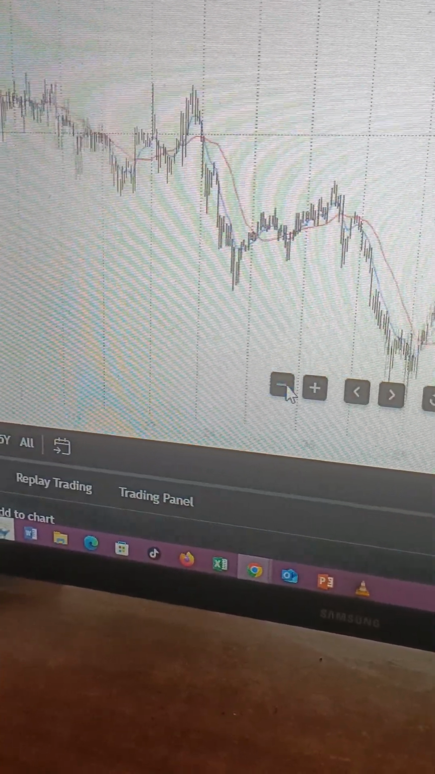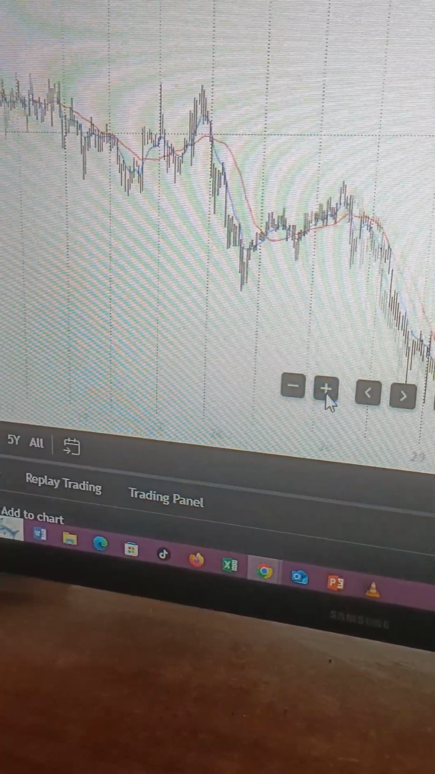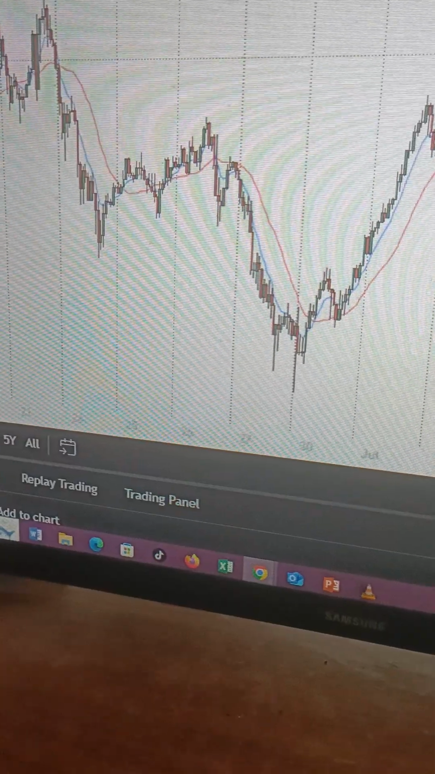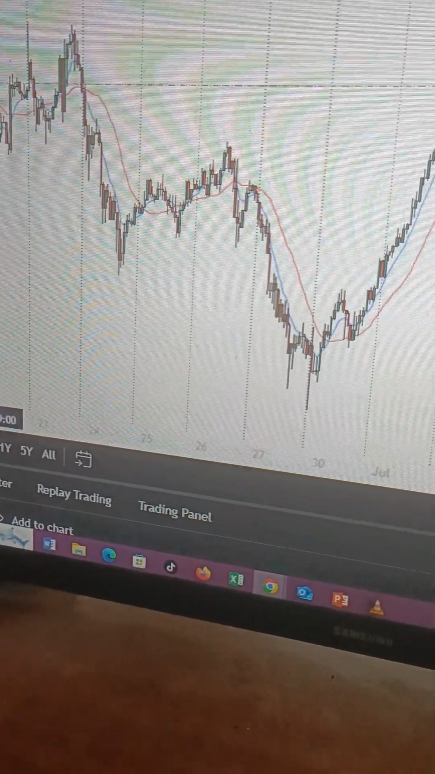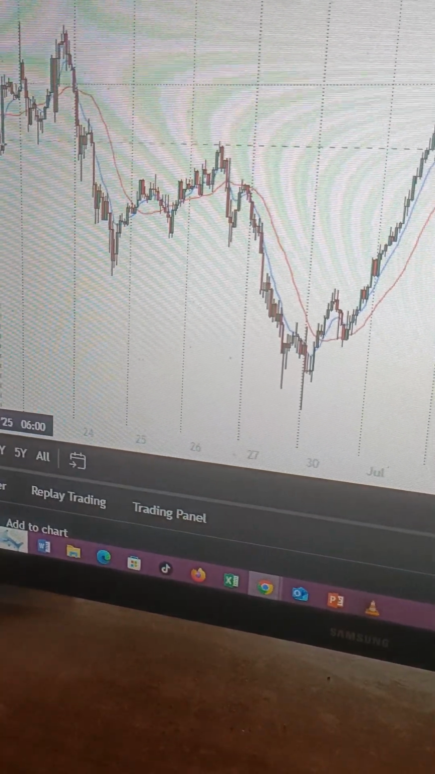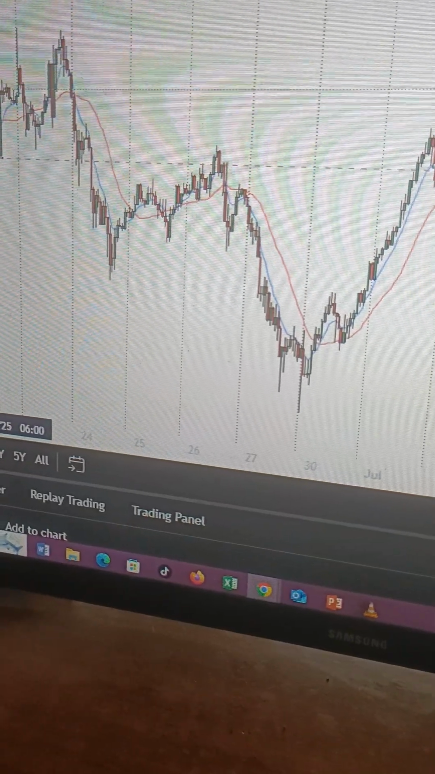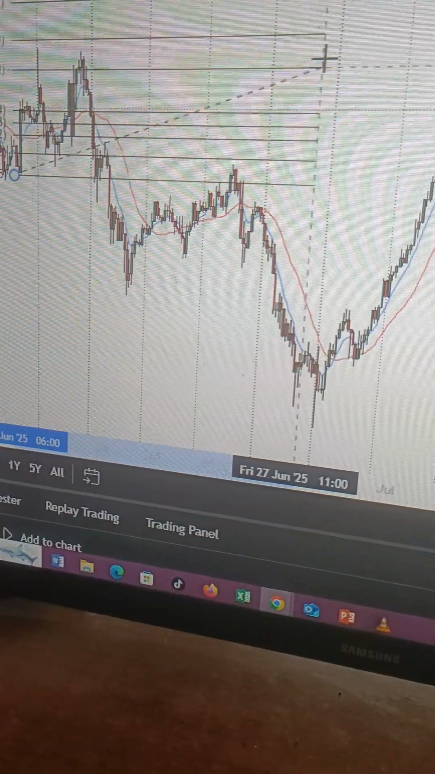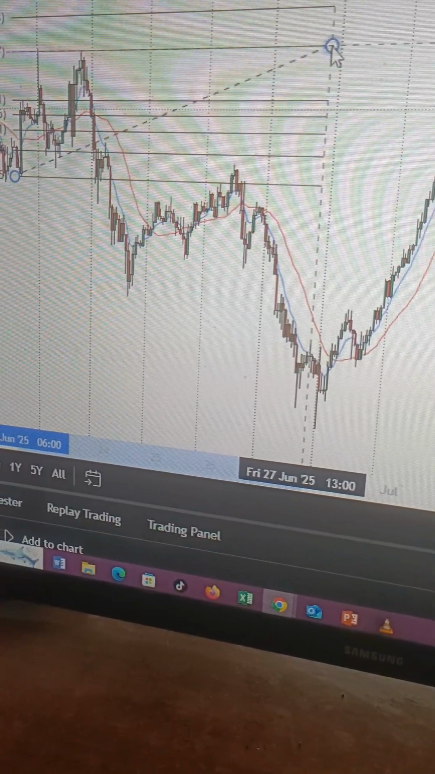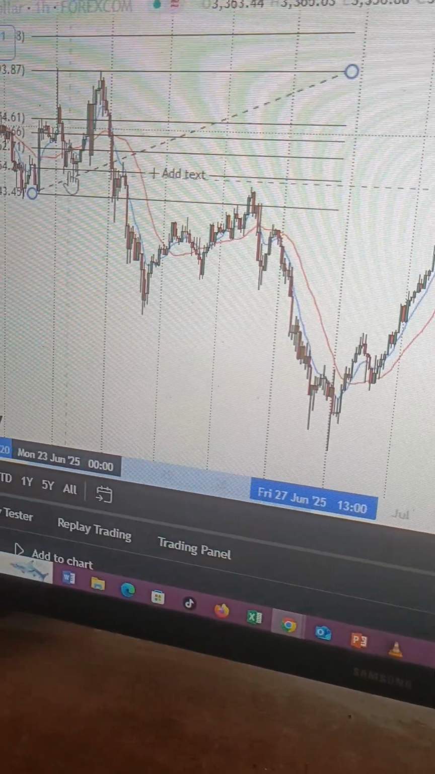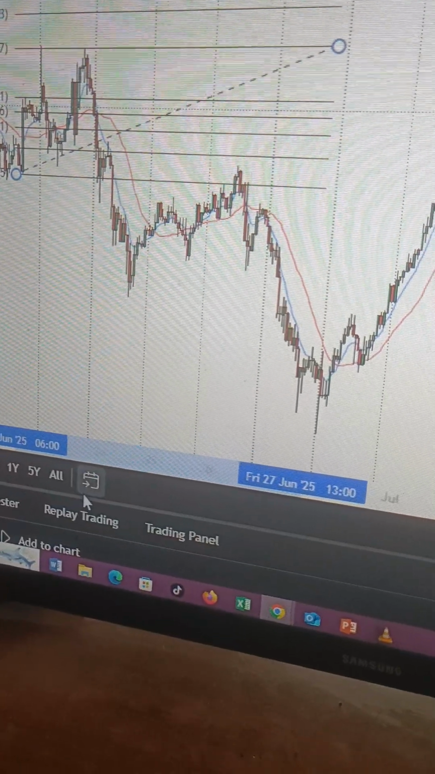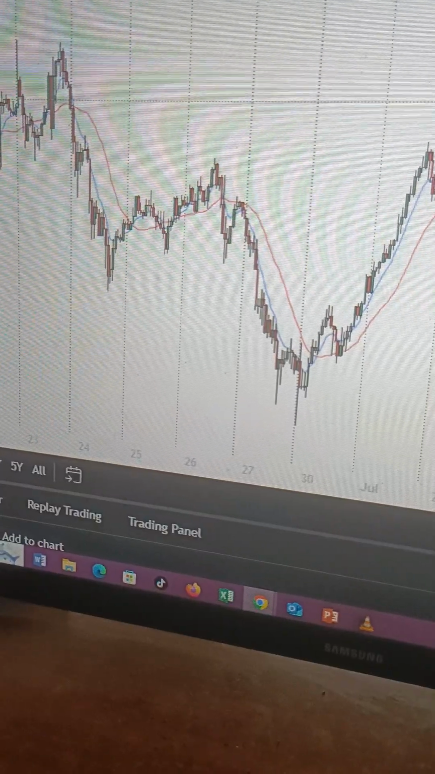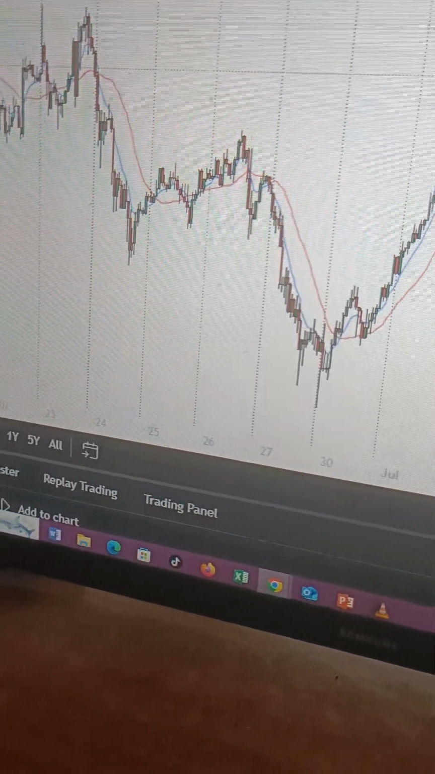So you can experiment with it. You also have this one, broke structure. You can see where it retraced to. This is the height it went. We see we don't close below this point and we pump. So that's it. You can experiment with it and see how it goes.